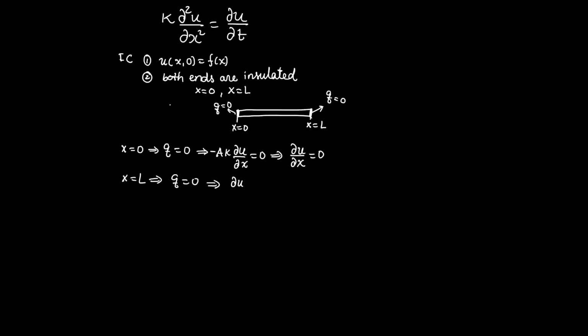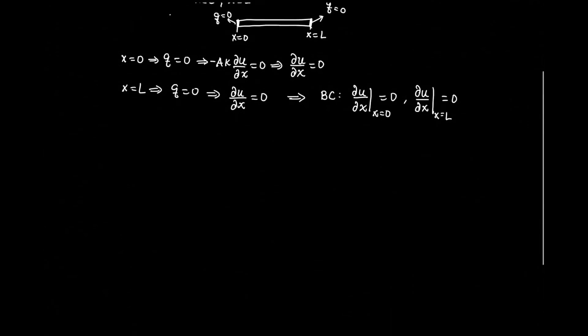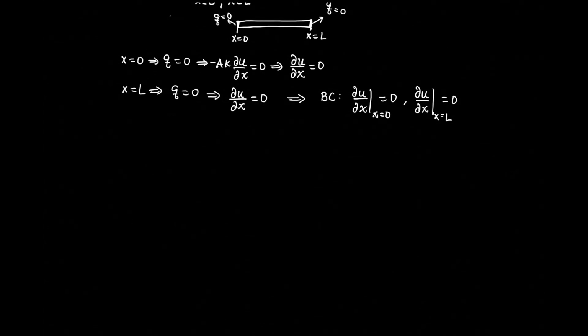This leads you to the condition at x equal to 0. Then you have both boundary conditions: du/dx when x equal to 0 equals 0, and du/dx when x equal to L equals 0. Like that. Okay, now we have this condition, and now I have to solve the problem.